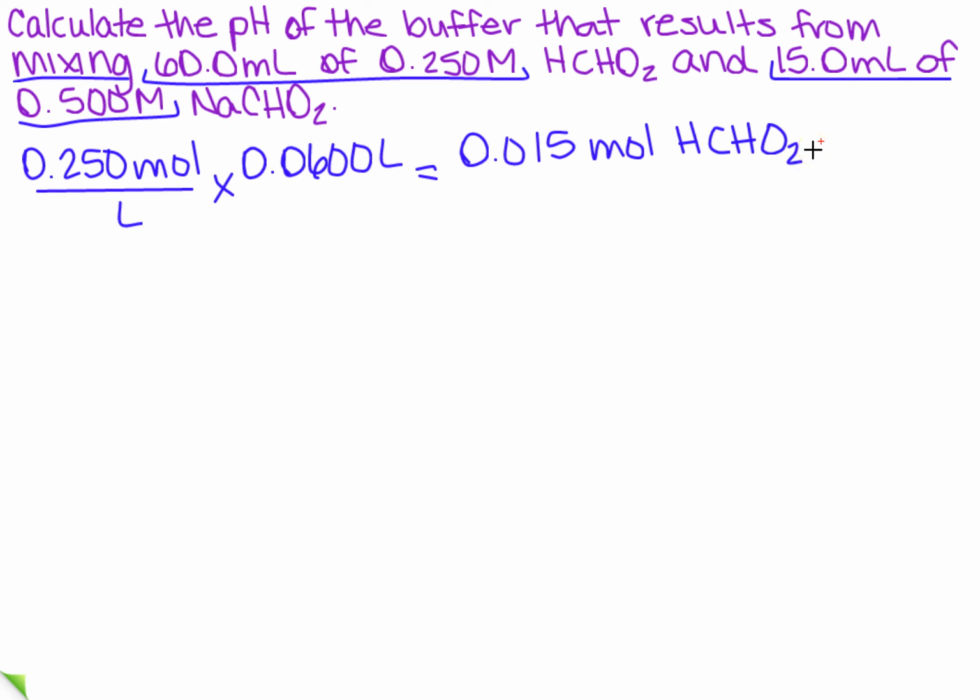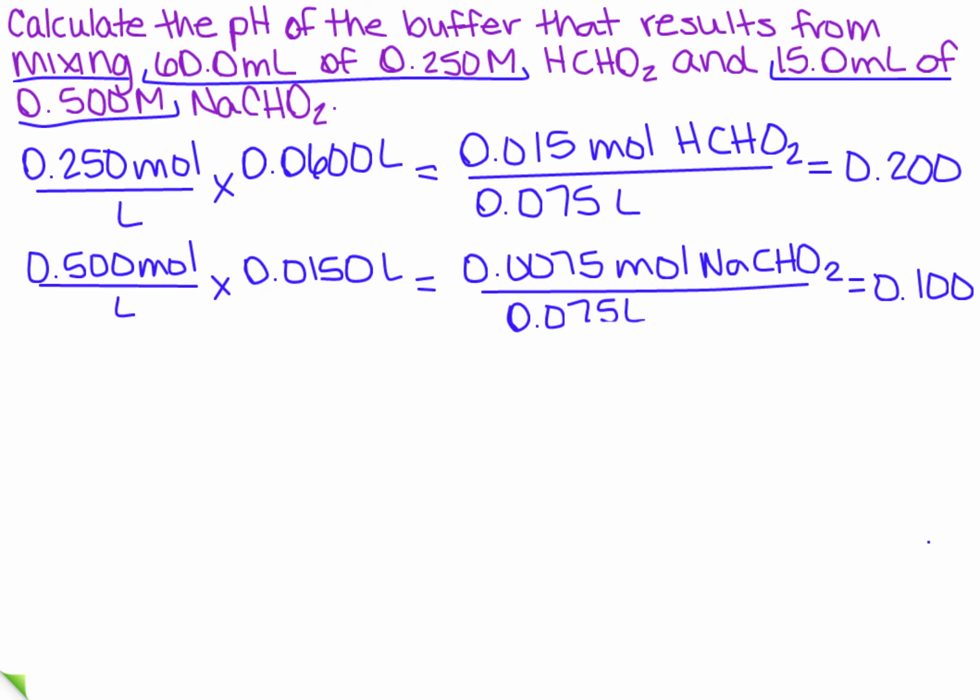Now, what was the total volume in liters? So I'm going to have to take that number and divide by the total number of liters, which is 0.075. How did I get that? I added 60 plus 15. And when I do that, I'm going to get 0.200. So what I want you to do is try the other one and then come back and check your answer.